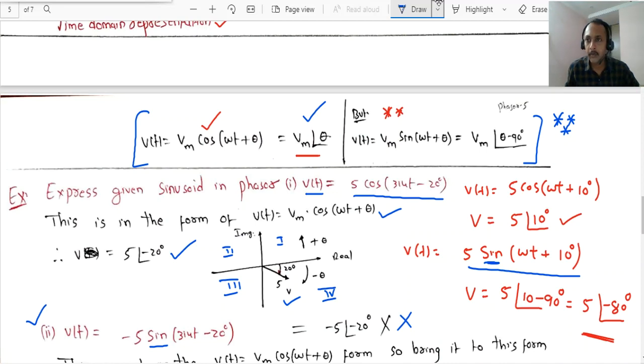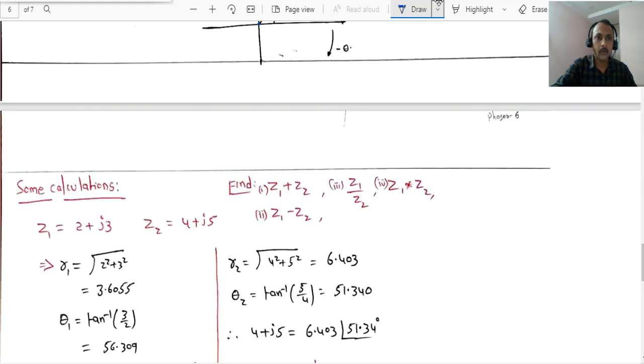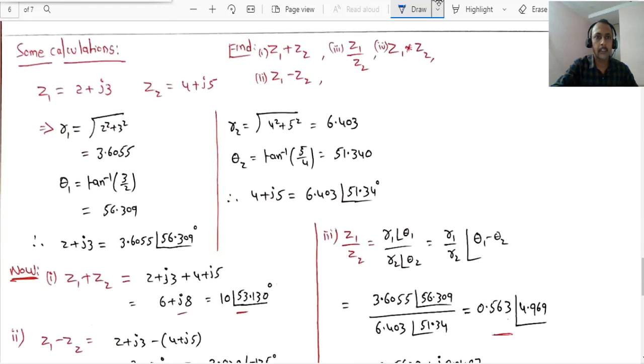If any sine term is given, express it in terms of cos, then only express. Clear? Now let me quickly see some calculations, how to do polar to rectangular and rectangular to polar calculations, dear students. These types of calculations you will be using in a number of problems.